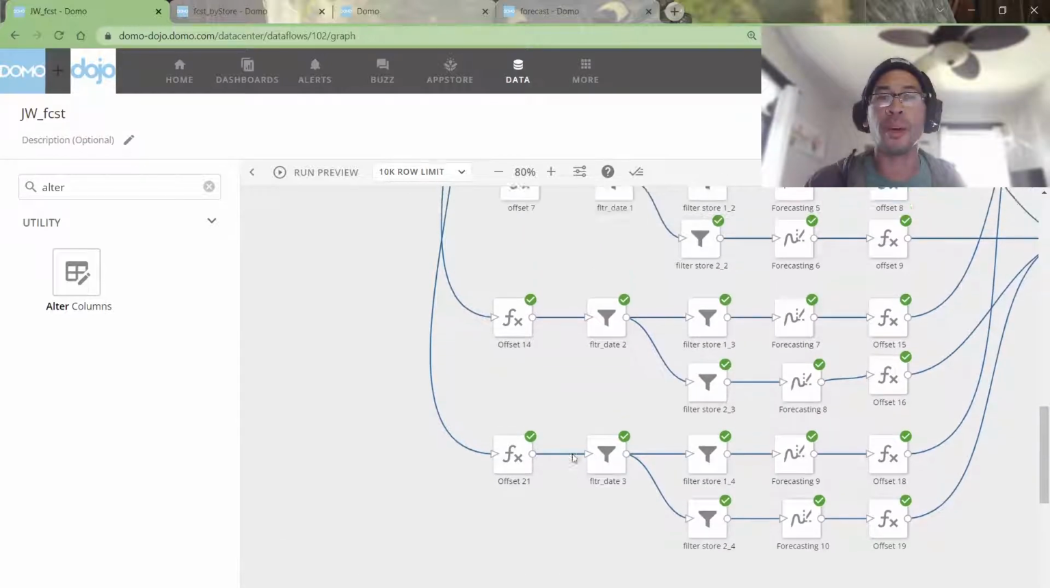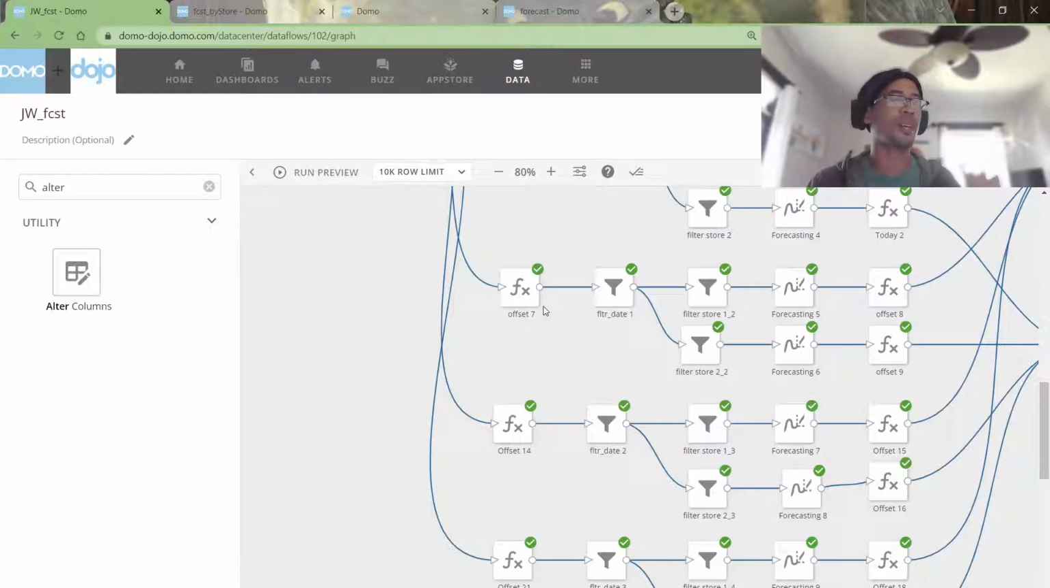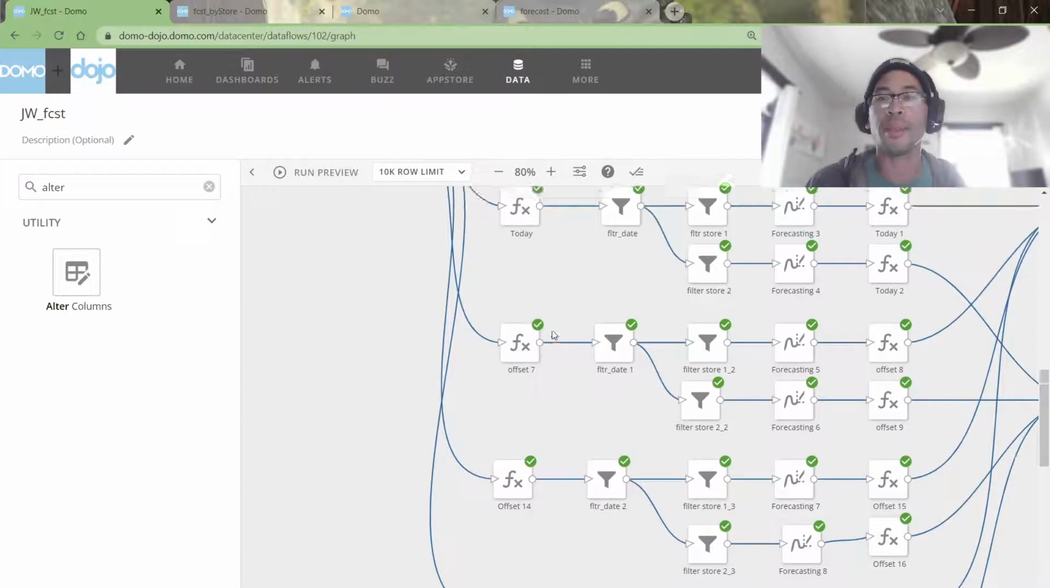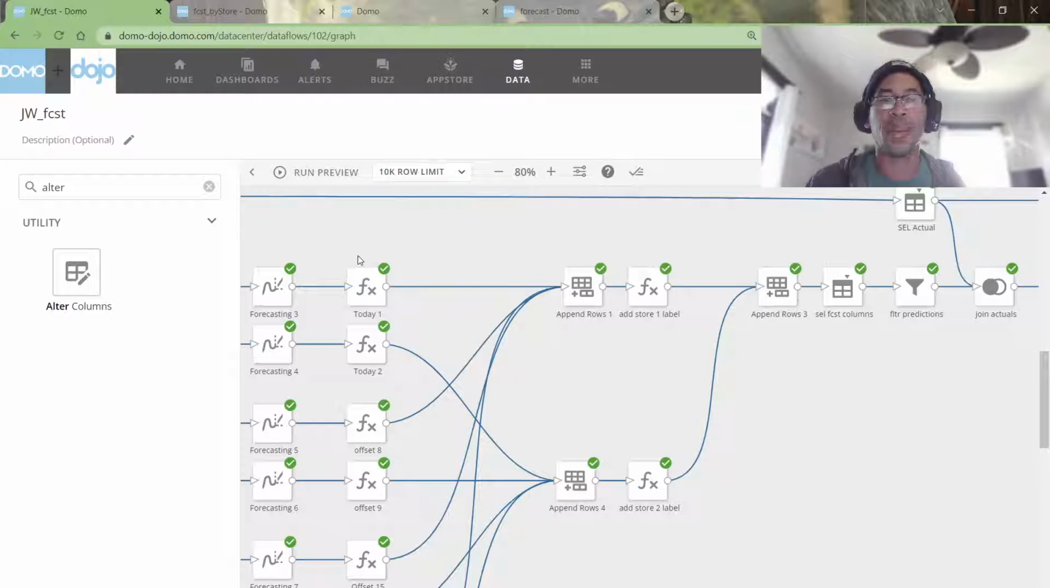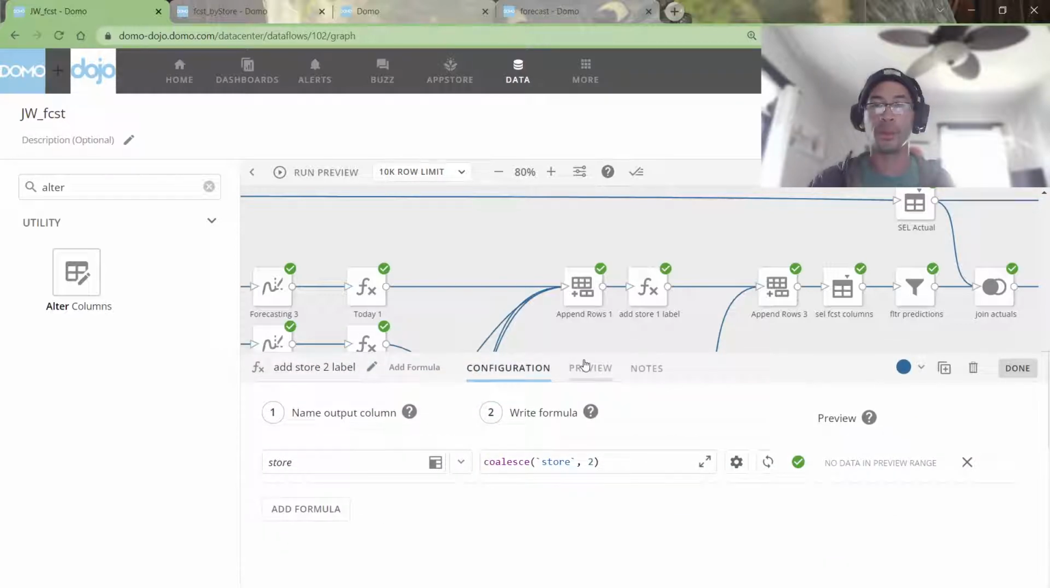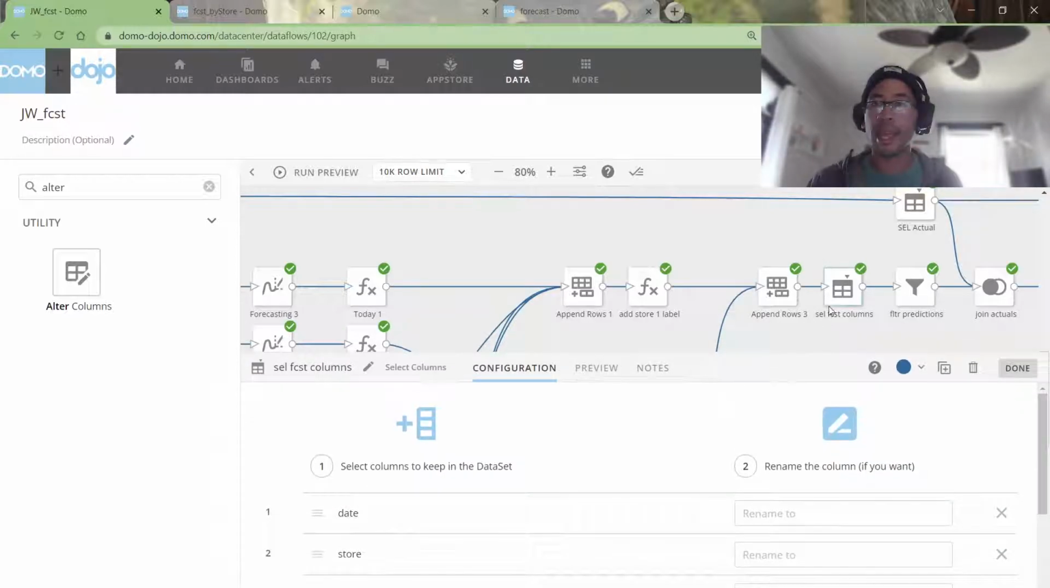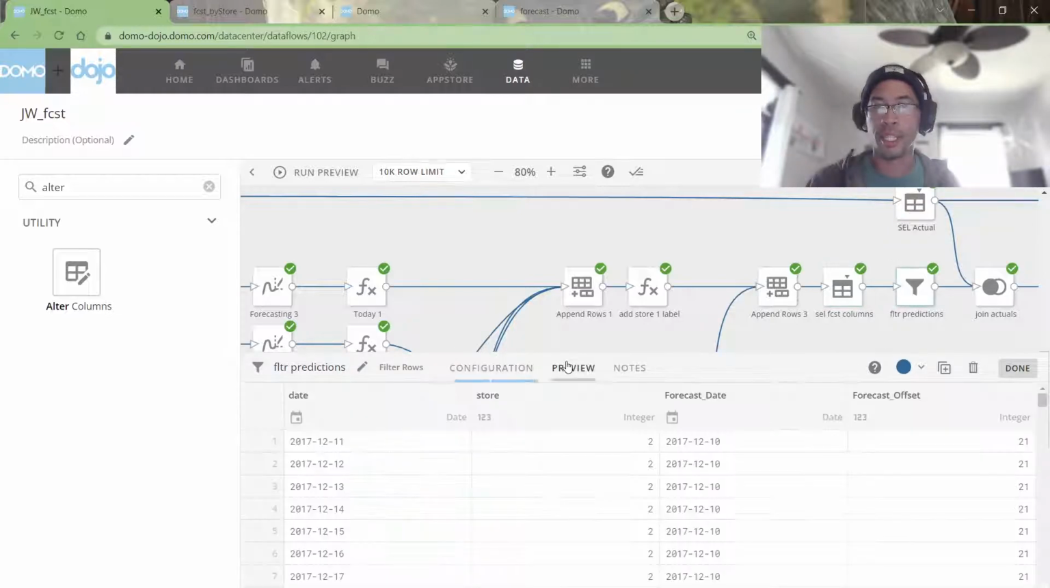Okay, so now I have 1, 2, 3 different forecasts. What's going to be interesting to see is, as I got closer and closer to today's date, did my forecast get closer and closer to the actual value? Hopefully the answer is yes, but how do I see that? Well, I'm taking all of my different forecasts, forecast today, forecast 7 days ago, 14 days ago, 21 days ago for store 1 and store 2. That's why I've got so many sets of data that I'm appending or unioning. I get to here where I just keep my predictions.